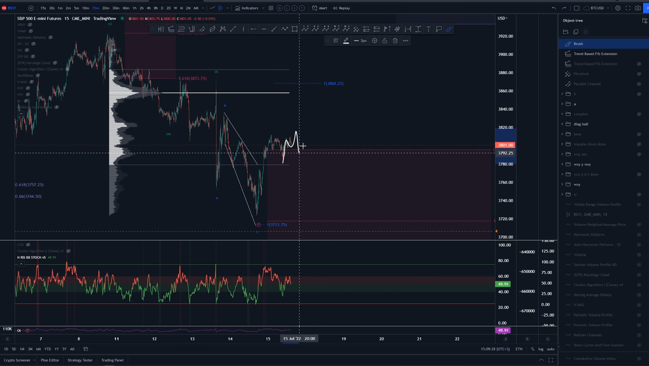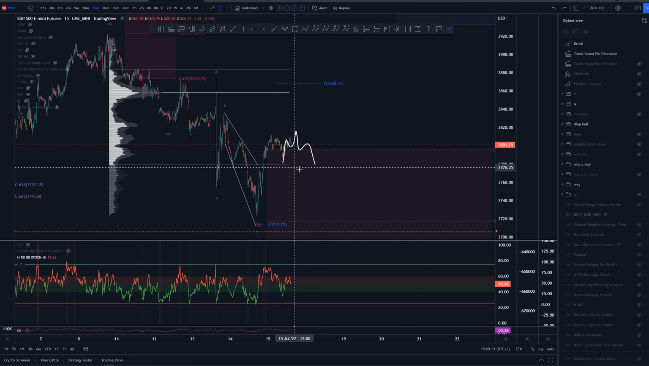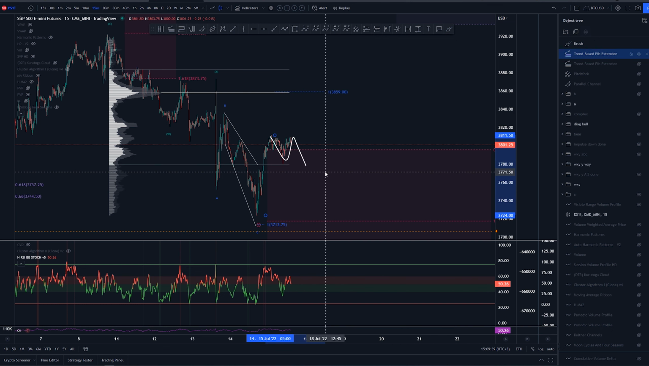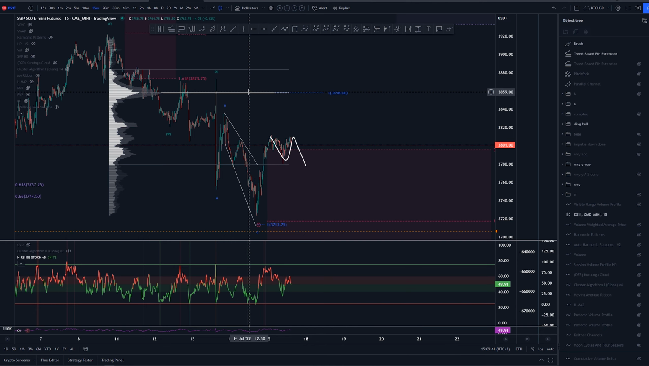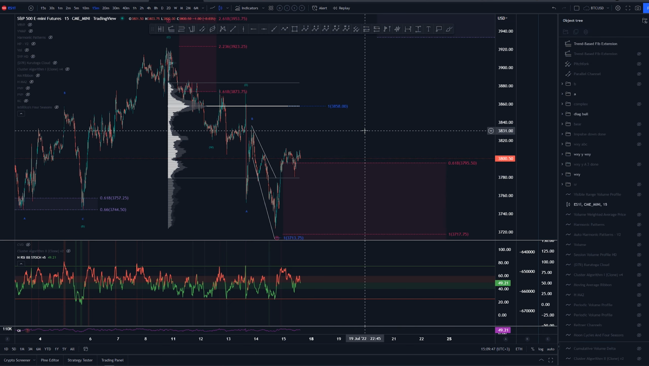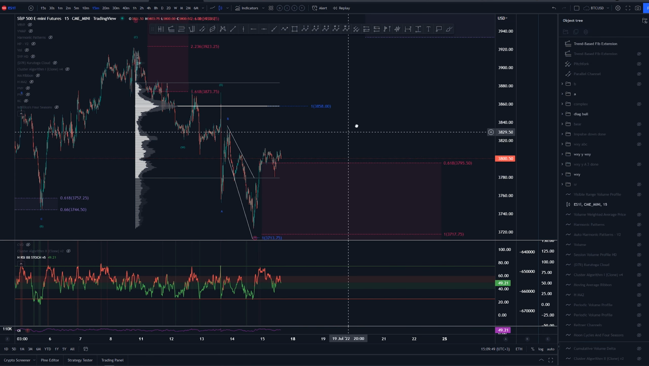Then we have another one and another one, just taking out these lows as the main target, and then we would be getting this one to one a bit lower, and we could be looking at the point of control more as a one to one target, and I feel like this could be the preferred way to look at this at the moment.